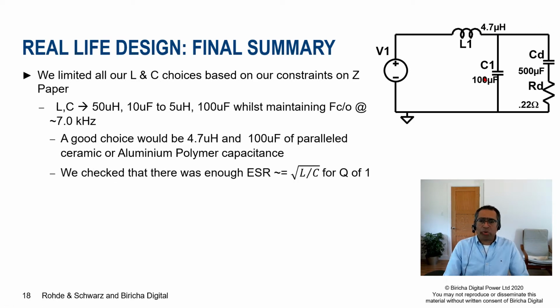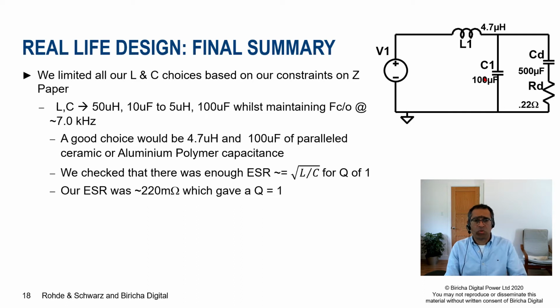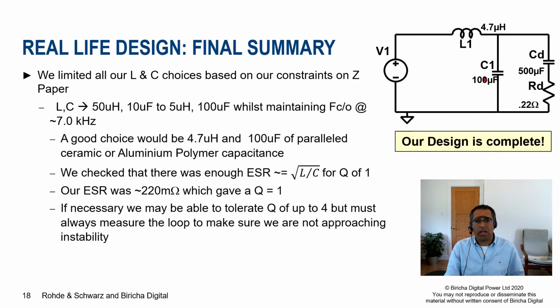And then we check to make sure that the Q is not too large. Q of 1 would be ideal. You could possibly get away with a Q of around 4, but if you get to that, you really should measure the loop and make sure that the loop does not dip around the resonance of your filter, because then that would show that there's an interaction between the filter and the power supply. Okay, the ESR was already around 220 milliohms, so we had a Q of around 1. That was good. And our design is complete.